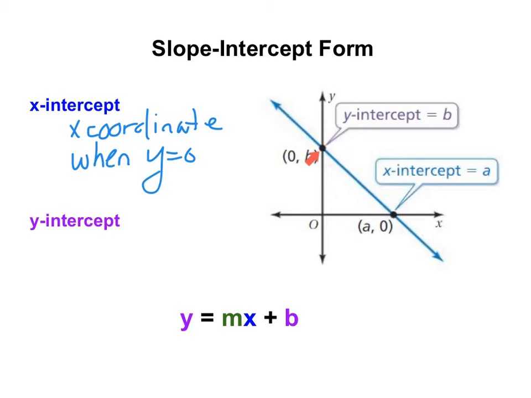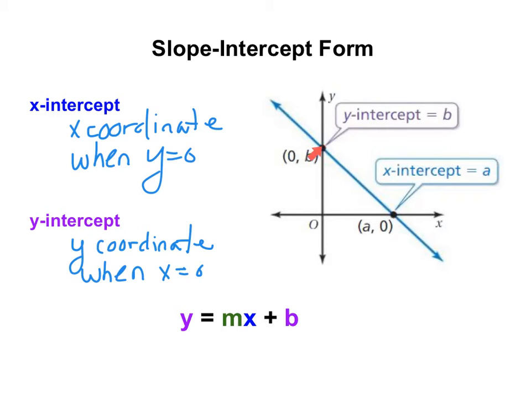Similarly, the point where the line crosses over the y-axis is called the y-intercept. For the y-intercept, the y-coordinate is our y-intercept when x is equal to 0. So when x is equal to 0, my y-intercept is going to be the b in the ordered pair. It's going to be x is 0 and y is whatever the b is.